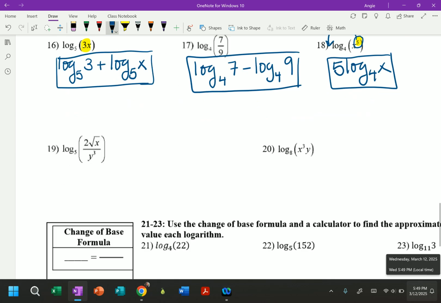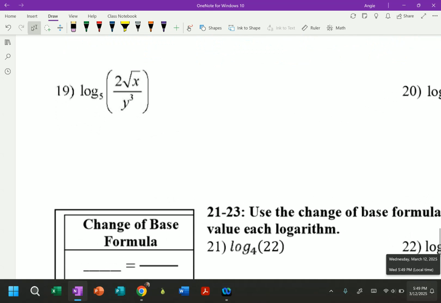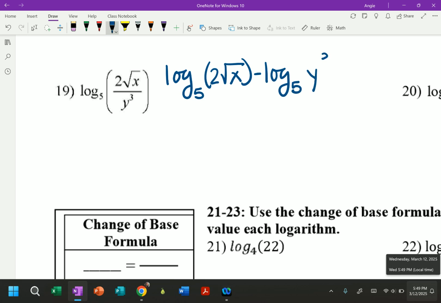So box that up. Okay, so log base 5 of 2 times square root of x divided by y to the third. So guys, make sure you're very cautious. First, let's take care of the division. So log base 5, if it is a division, we are going to write it as a subtraction. So log base 5 of y to the third. Now square root, students, that's an exponent of a half. But the next step is we can't have multiplication. 2 times square root of x is going to be an addition because we just said 2 times. So log base 5 of 2 plus log base 5 of square root of x.